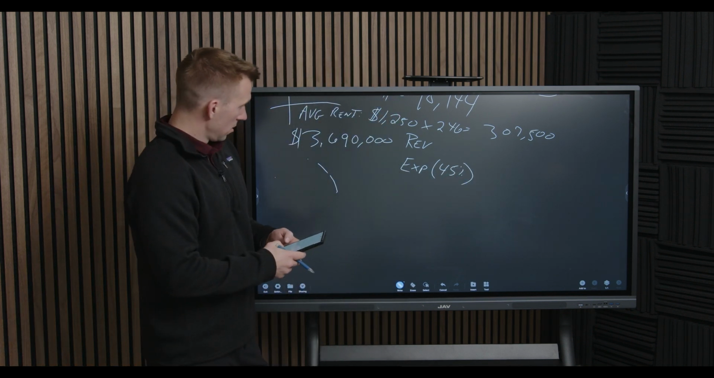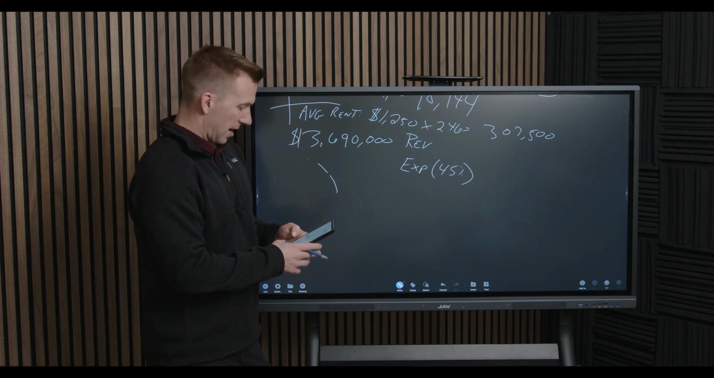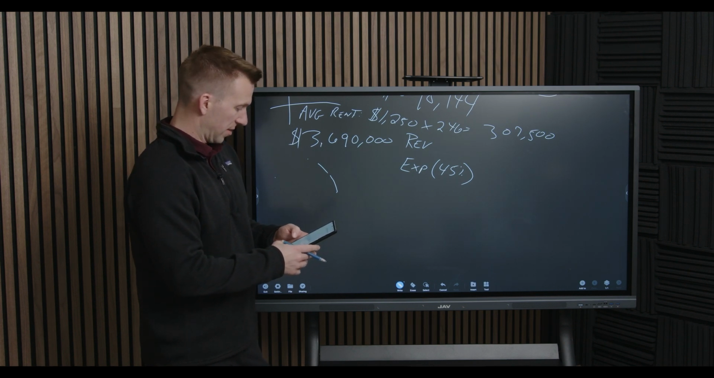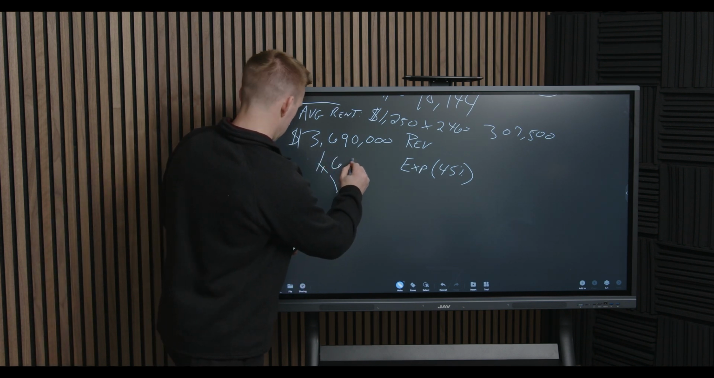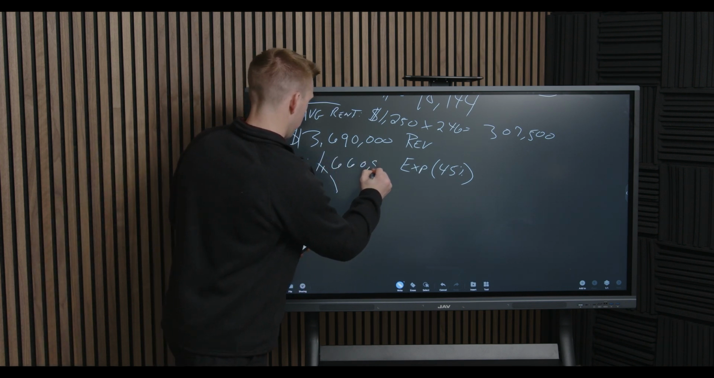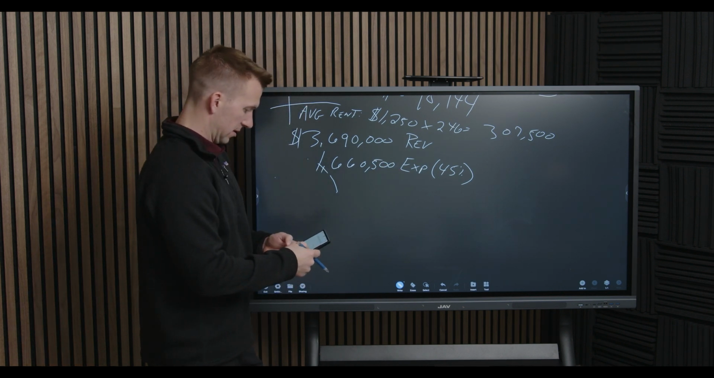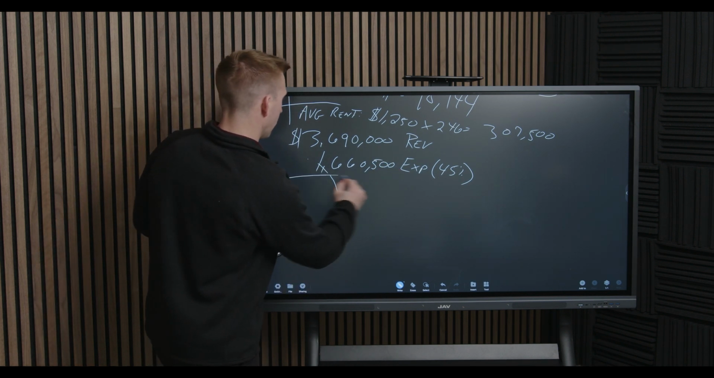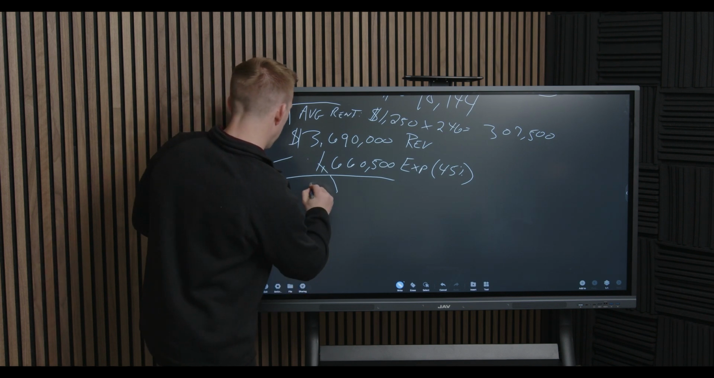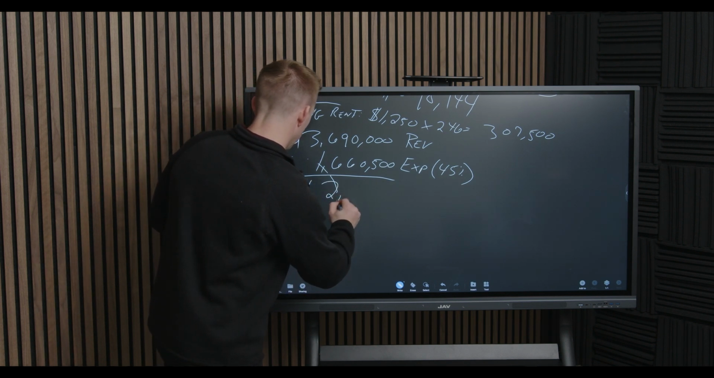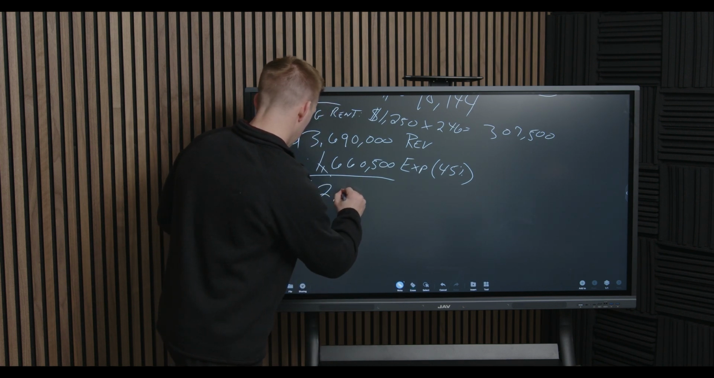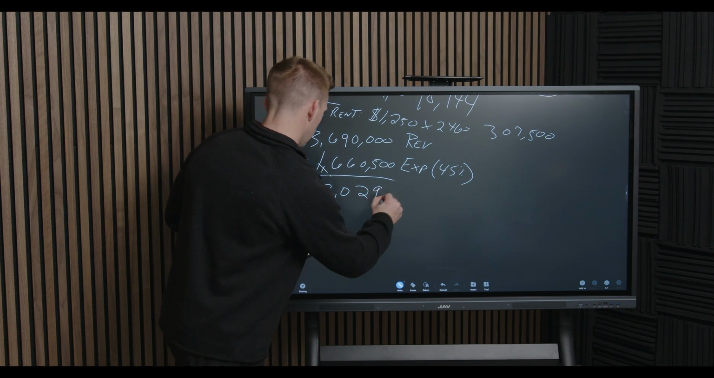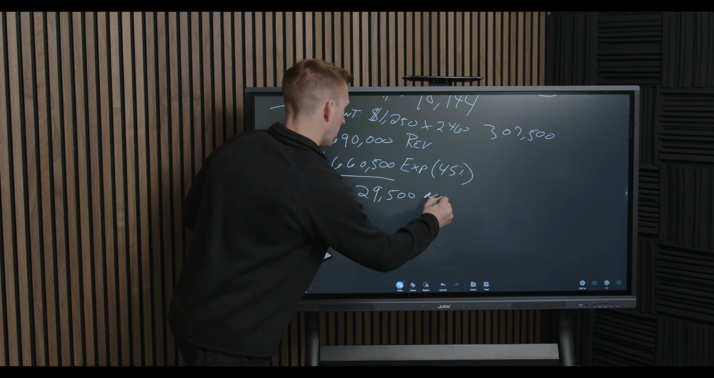Okay. So if I've got $3,690,000, if I multiply that by 0.45, that means it's going to be 1.66 million, 500 of expenses. That means my NOI, right? So when I subtract this out, ballpark math here, I'm going to be at 2 million. Let me clean this up a little bit. I'm going to be at $2,029,500 is my new NOI.